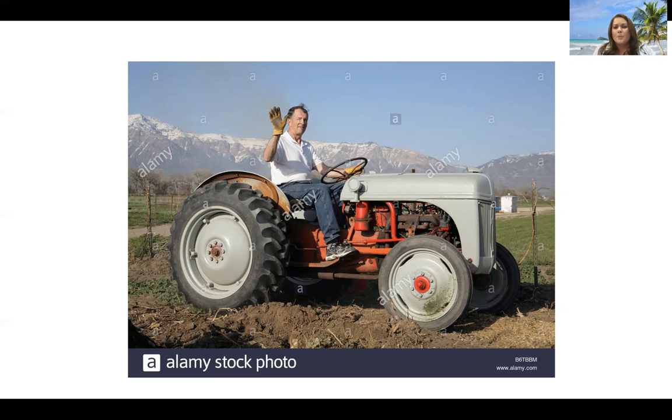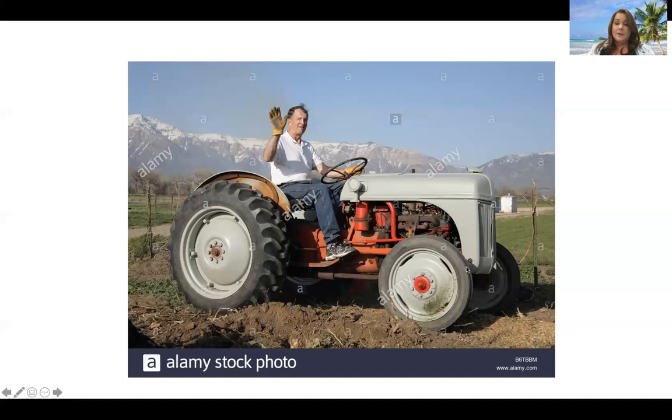So the first one would be, if I showed you this picture, this is a man riding on a tractor, and I was to ask you, what is an example of physical capital in this photo? You should be saying the tractor, because physical capital is something man-made. We have two types: physical and human capital. So this physical capital is this tractor that's man-made and is used to produce crops.